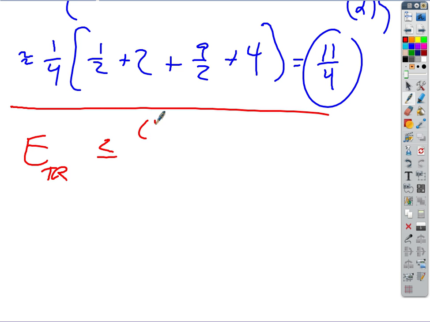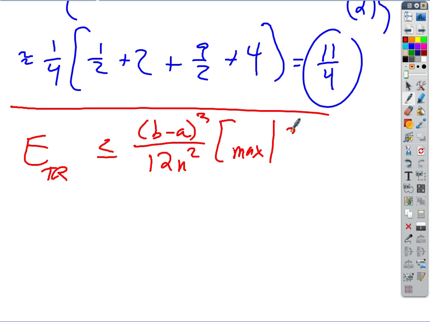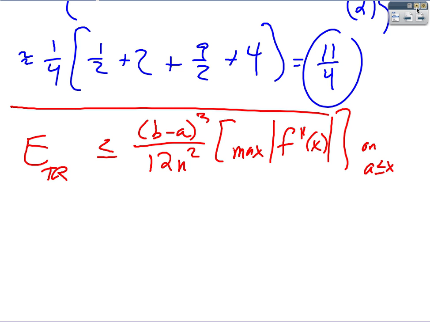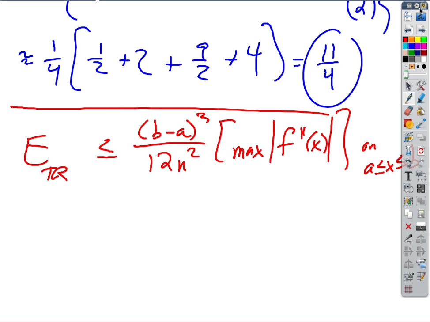It's the quantity (b − a)^3 over 12n^2 times something kind of goofy: the maximum of the absolute value of the second derivative on our interval. Okay, pretty straightforward except for that one piece. We know b, we know a, we know n, so finding that fraction is simple. This is the part that's a little strange.